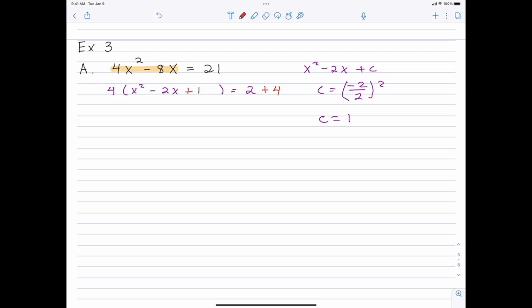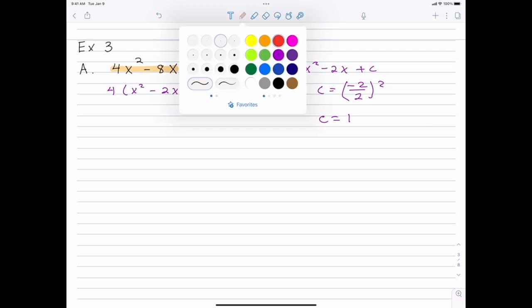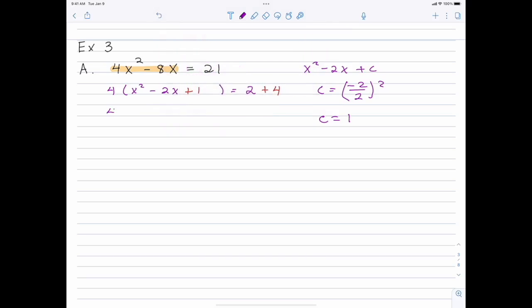Okay, so let's see what we get here. Let's keep on going. I'm going to keep that 4, and I'm going to rewrite this. This is a perfect square. So let's see. Square of the first, sign of the second, square of the last, quantity squared, equals 6. From here, we're just going to follow the math.